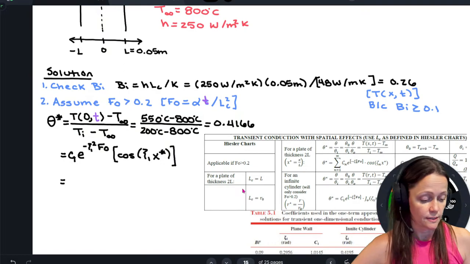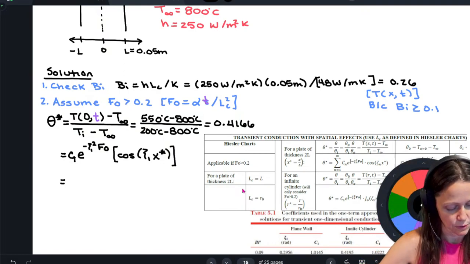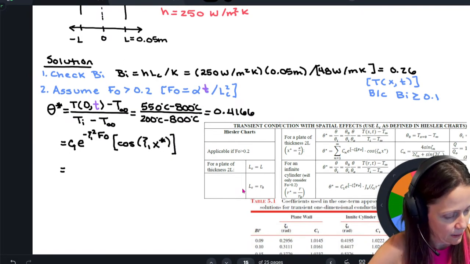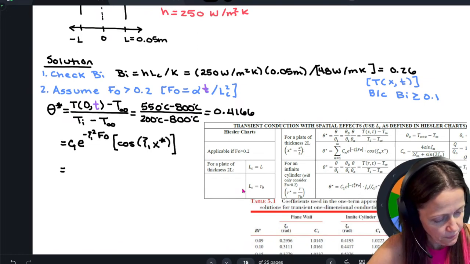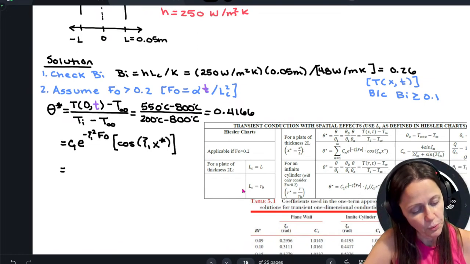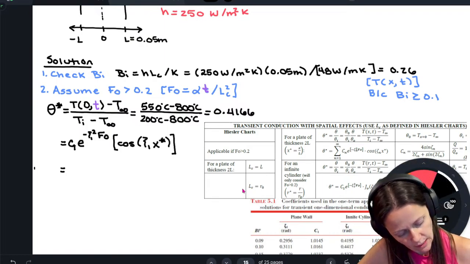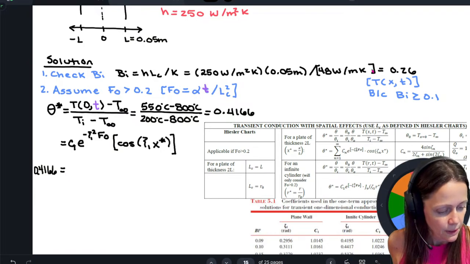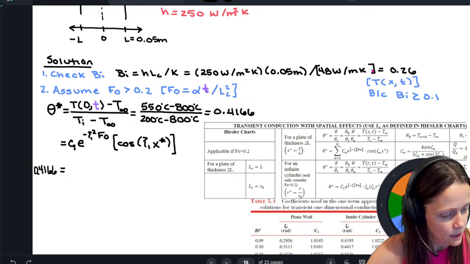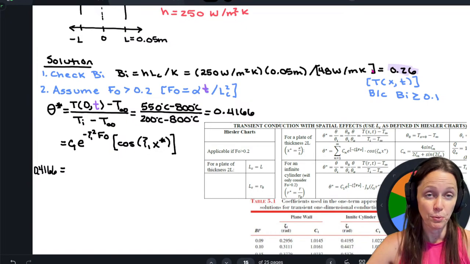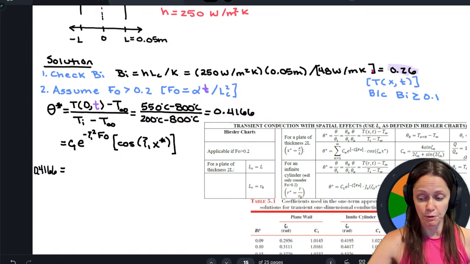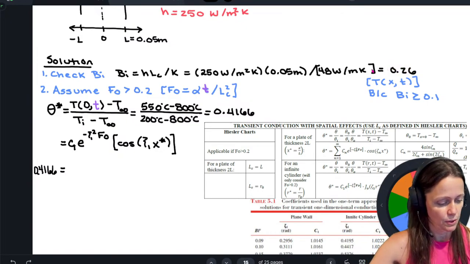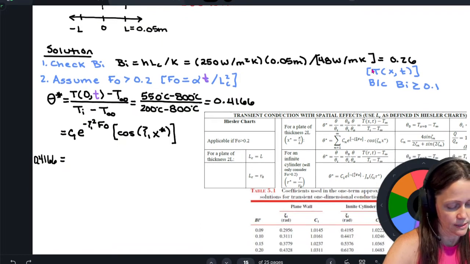All right, so I do need to get some values for that. I'm going to go ahead and plug in that this whole thing was 0.4166 on the left-hand side. So all of this is equal to that. I remember my Biot number is 0.26. So I'm going to use that information to look at table 5.1 and just pull things off.